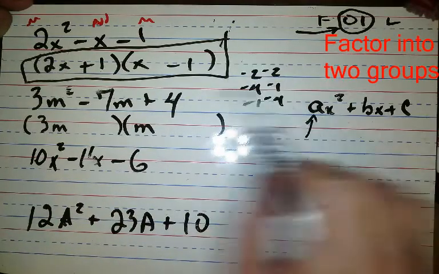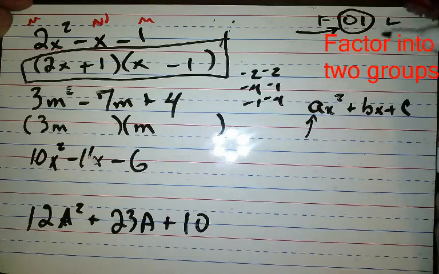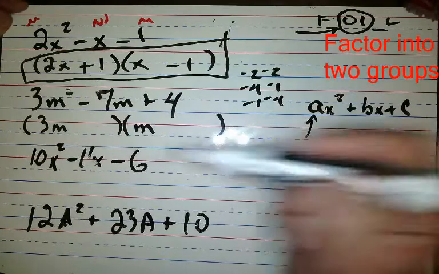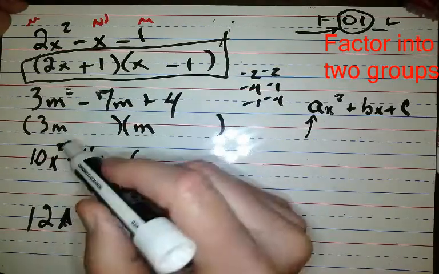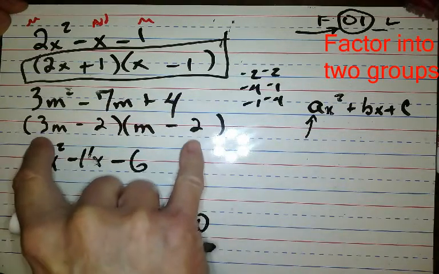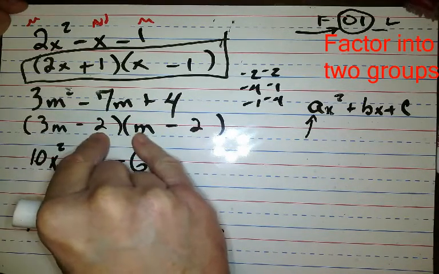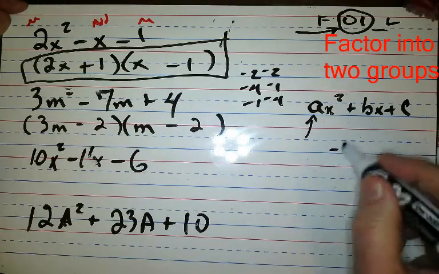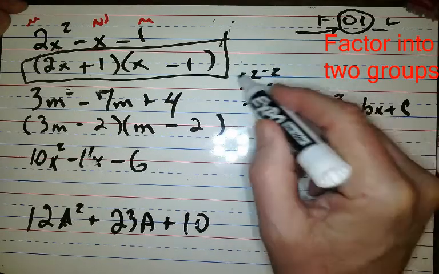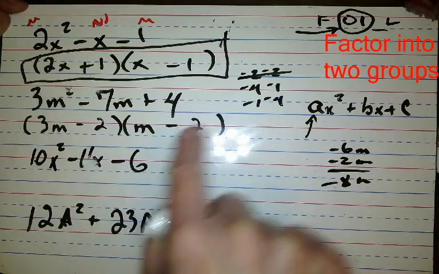Now, see, none of these add up to be 7, but we're not adding these numbers. Remember, we're adding the inside and outside. So you just have to try. So let's try. We'll start with the first one, negative 2, negative 2. So outside would be negative 6, and inside would be negative 2. So negative 6m and negative 2m, that's negative 8m, that is not what I want. I want negative 7, right?